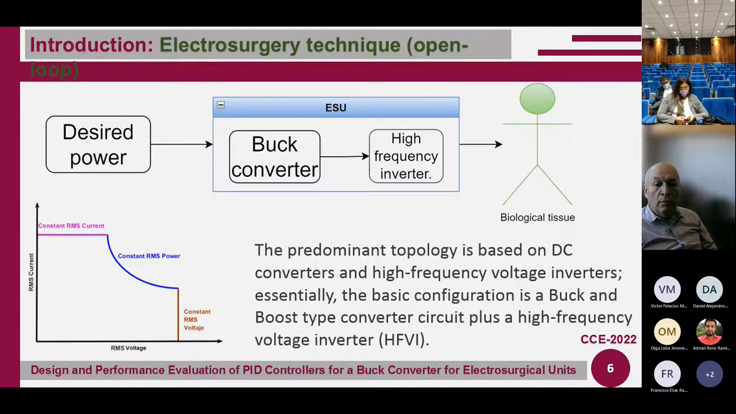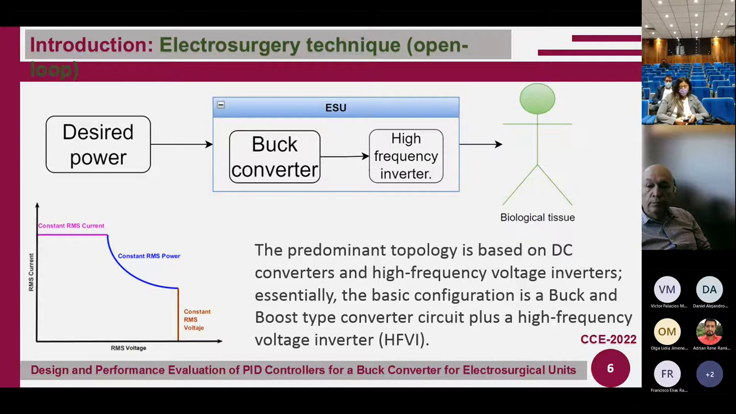Here, we can see the ideal process where the user fixes the set point. And this can be constant RMS current, constant RMS power, or constant RMS voltage. And they can be chosen depending on the impedance of the tissue. Usually, for a low value of impedance we use a constant RMS current. When we have a medium value of impedance, we use power, and when we find high values of impedance, we use constant voltage. In this contribution, we only consider the problem of regulating the power. On the other hand, the predominant topology is based on a DC converter and a high frequency inverter.